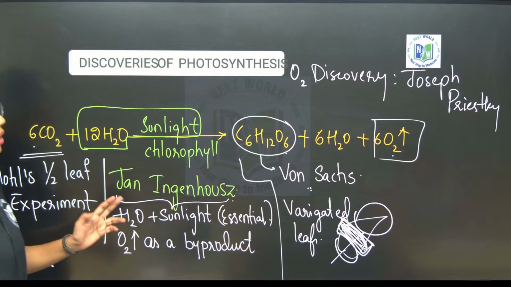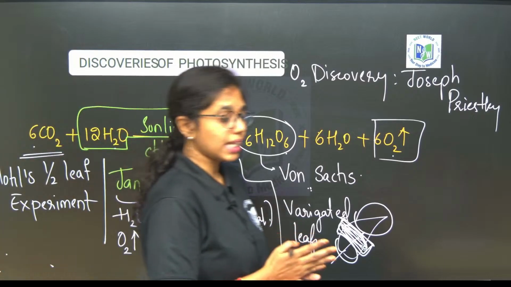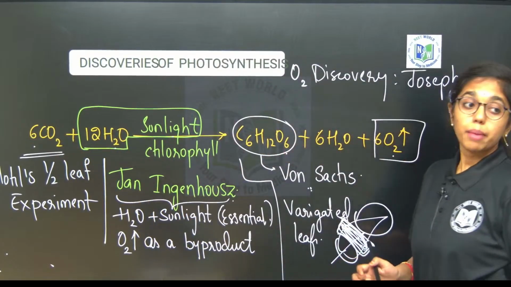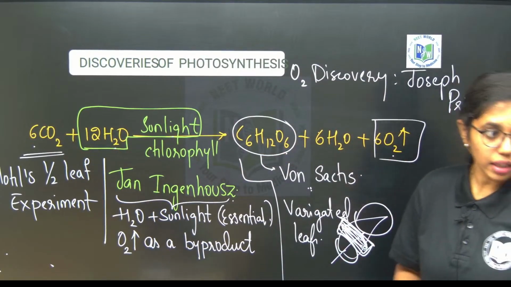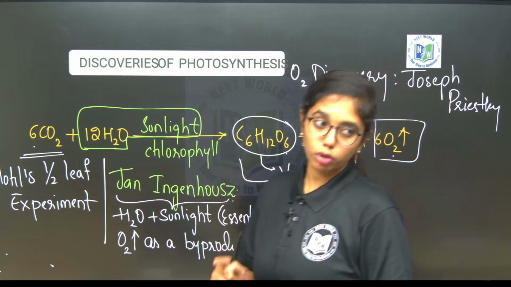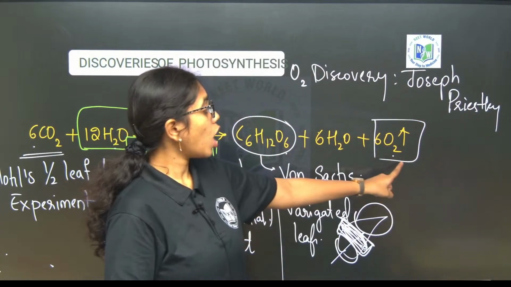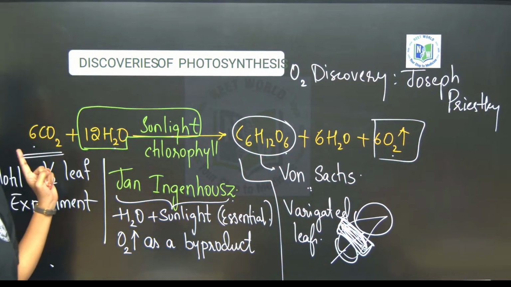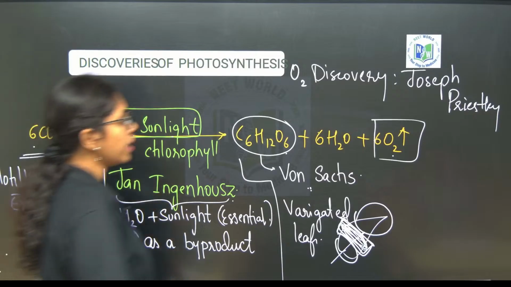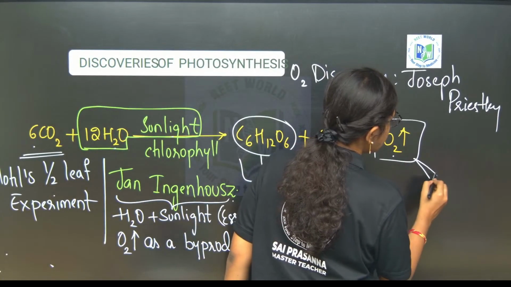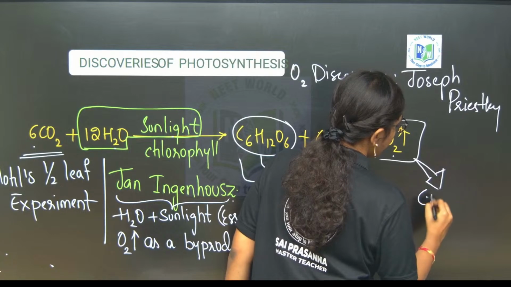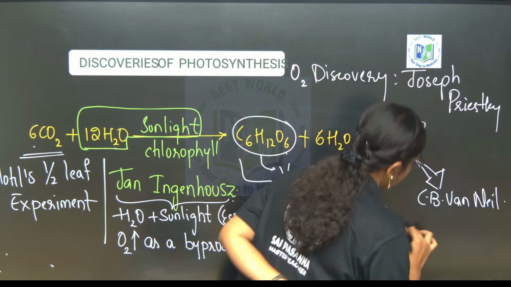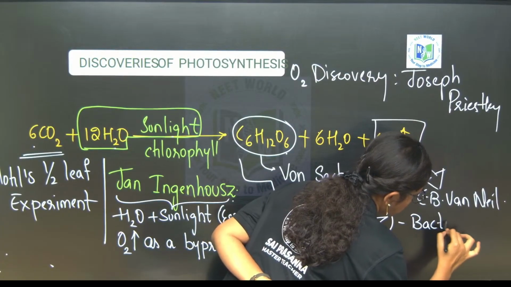But then there is one more scientist who says that till here everybody thought that oxygen is coming from carbon dioxide. But it is C.B. Van Niel who conducted bacterial photosynthesis and said that the oxygen evolved from photosynthesis is coming from water, not from carbon dioxide. Who is that scientist? C.B. Van Niel. What did he do, ma'am? He conducted bacterial photosynthesis.